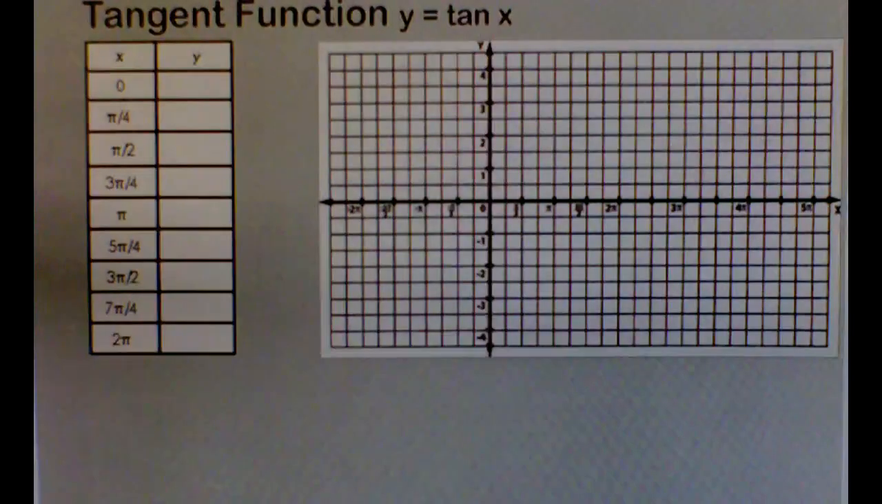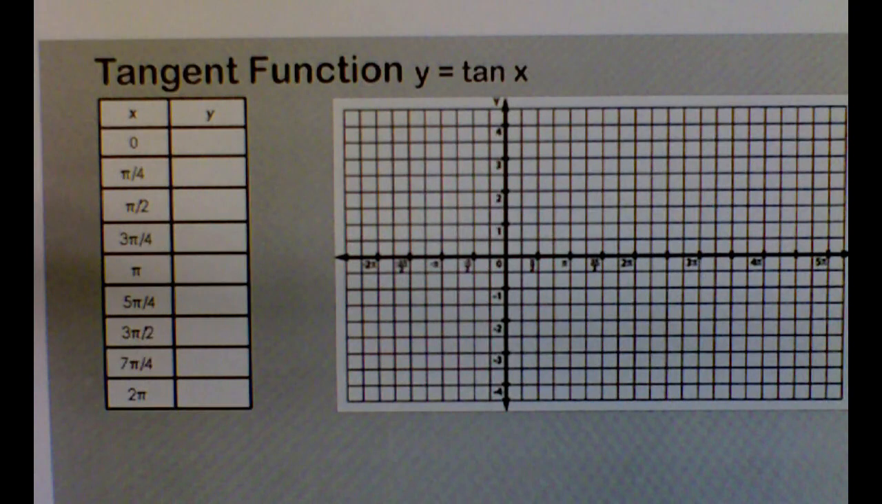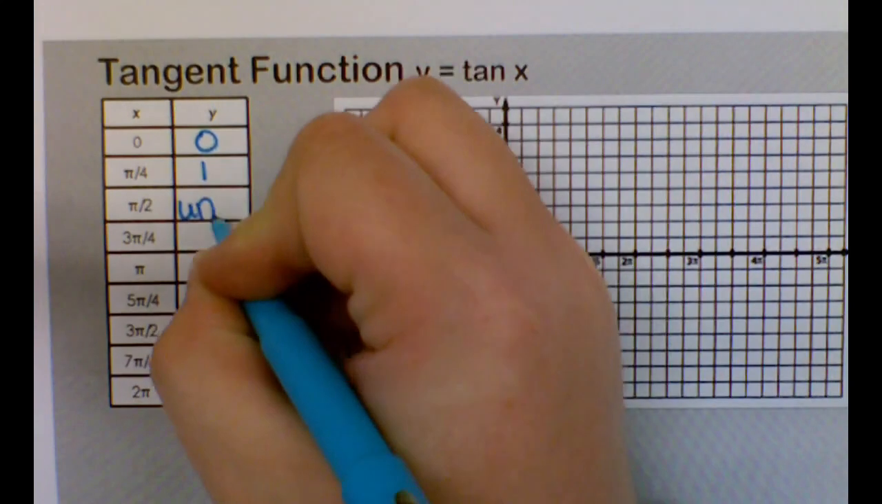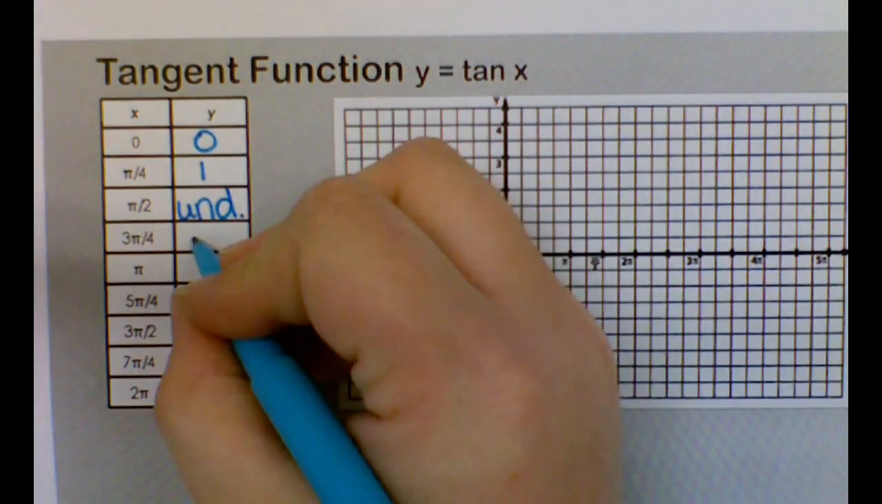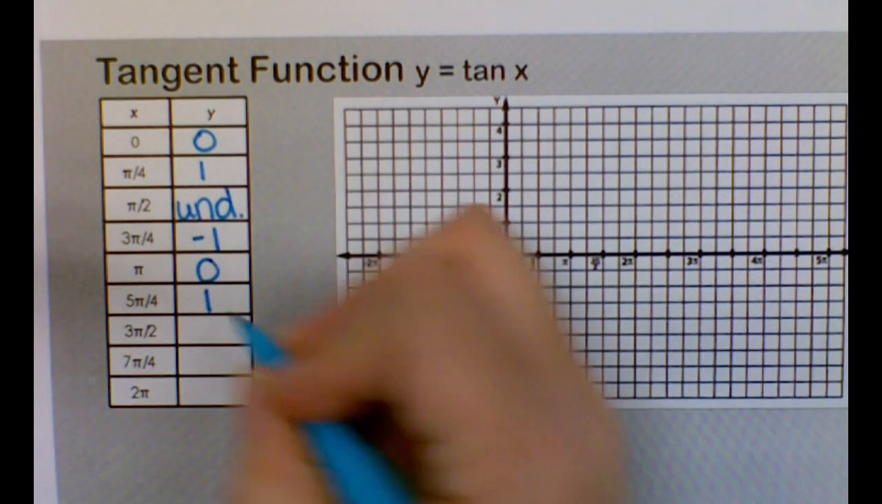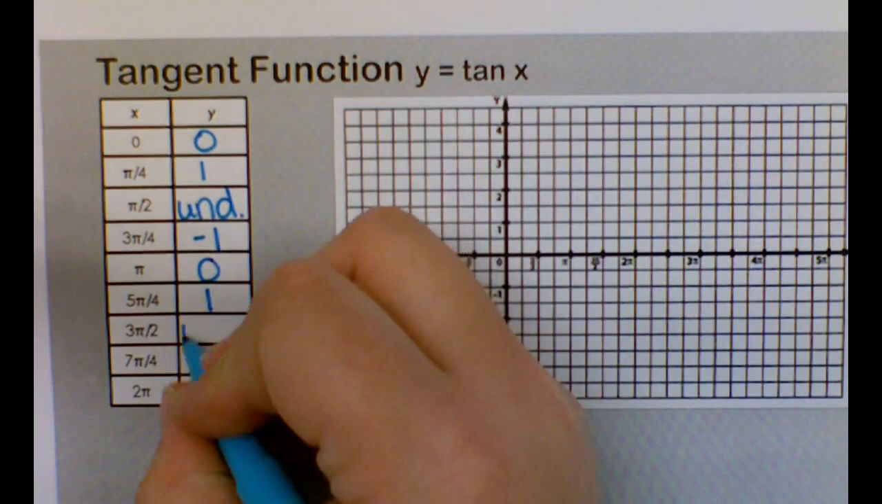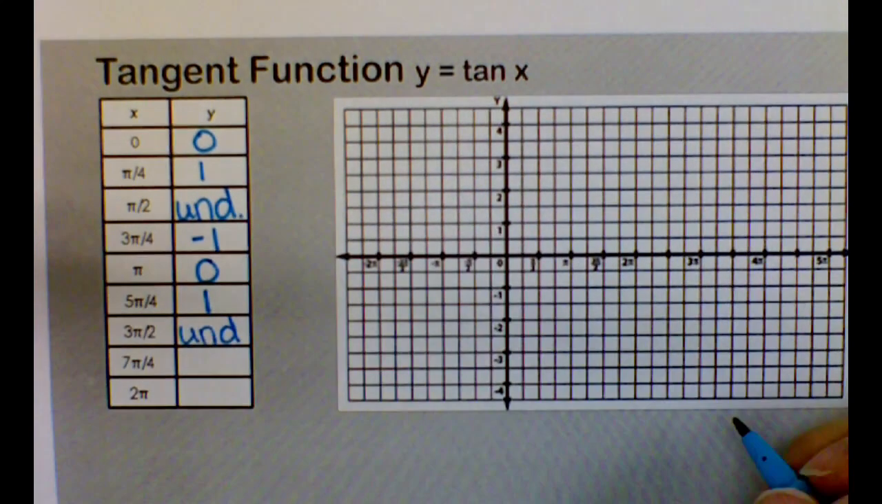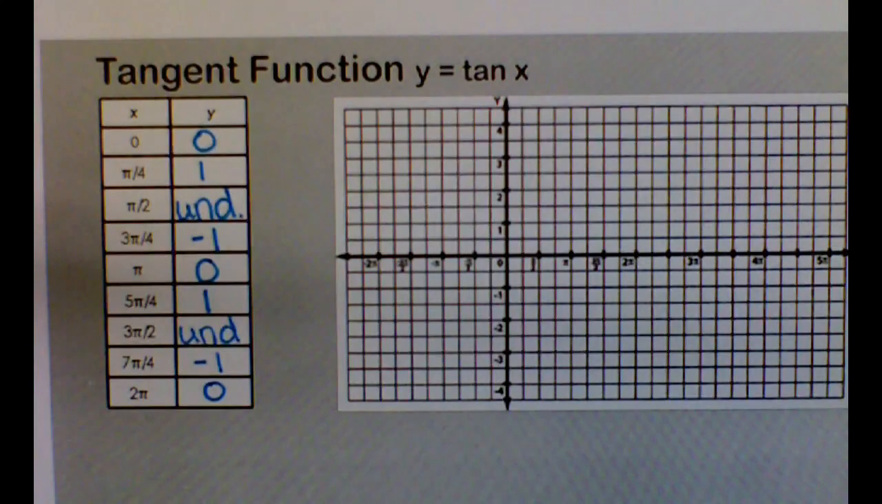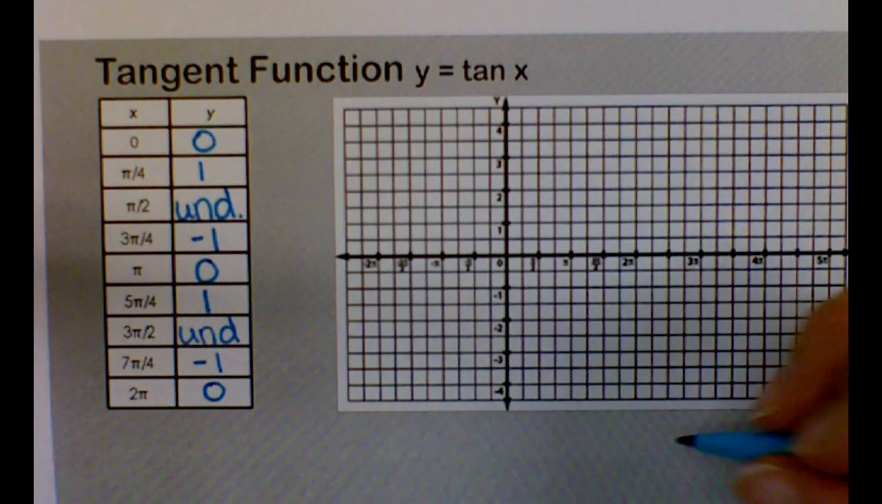Now we'll look at tangent, because tangent is the funny one. All right, so starting off for tangent, the tangent of 0 is 0. Tangent of pi over 4 is 1. The tangent of pi over 2 is undefined. 3 pi over 4 gives me negative 1. Tangent of pi is 0. 5 pi over 4 is 1. 3 pi over 2, it's undefined again. 7 pi over 4 is negative 1. 2 pi is 0. Anywhere our graph is undefined, that's actually an asymptote.